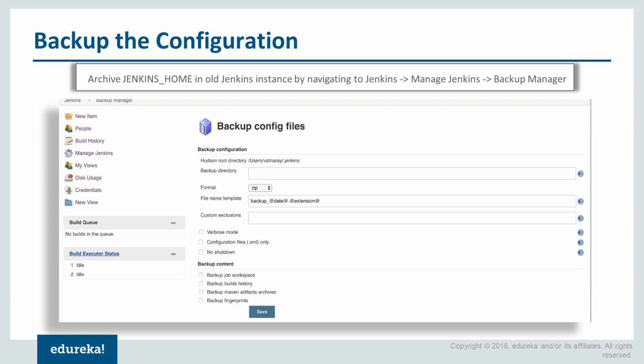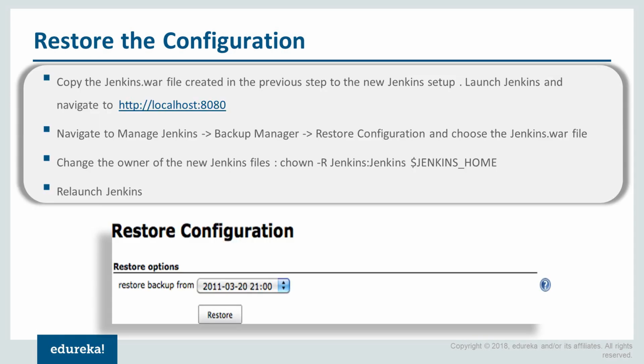And then, as we have spoken, we have this plugin called Backup Manager, which will help us back up the config files as well. We can define all the details and tell it what exactly we want to be copied. Once it is copied, we can simply do a backup, and then we can do a restore whenever needed. Apart from that, it gives me options to back up different types of content such as workspace, history, artifacts, fingerprints, etc.